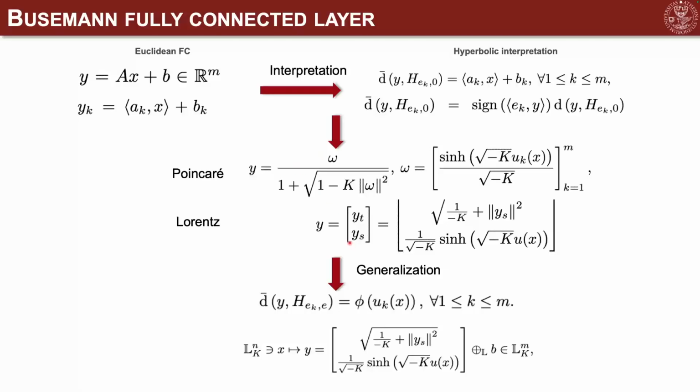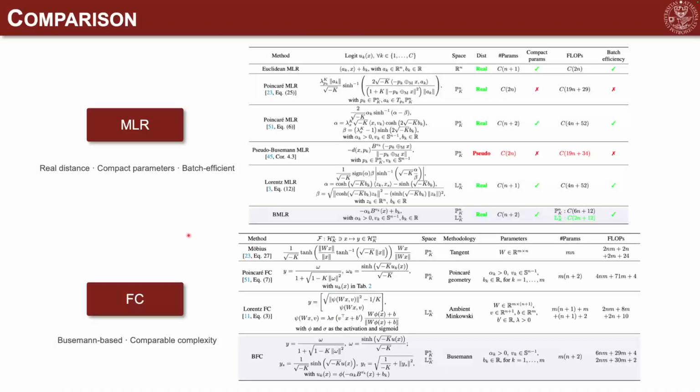In the paper, we also consider the activation and the bias parameter. These two tables compare our Busemann MLR and Busemann FC with previous hyperbolic layers. We find that our layers have several merits such as compact parameters, batch efficiency, and comparable complexities.